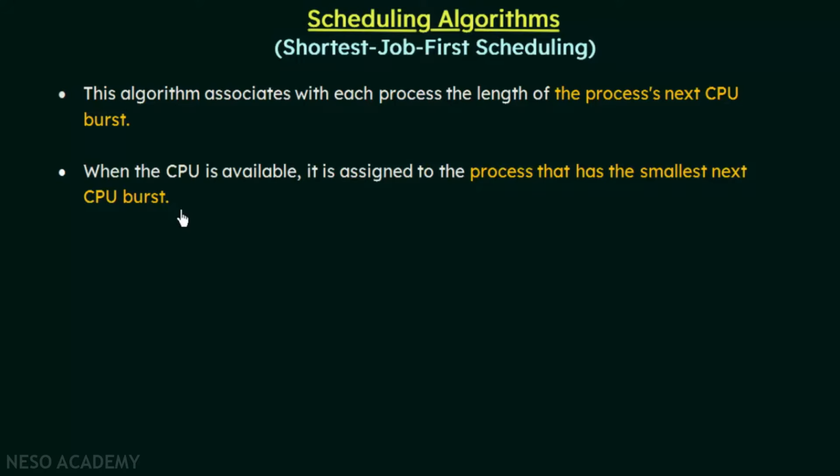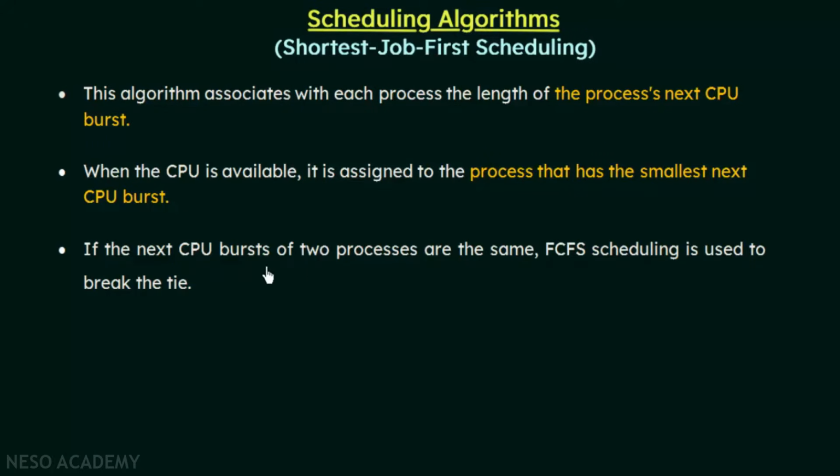If two processes having the same length arrive, then which one will first get the CPU? If there are two processes waiting for the CPU and both of them have the same length, then who is going to get the CPU first? In that case, if the next CPU burst of two processes are the same, FCFS scheduling is used to break the tie.